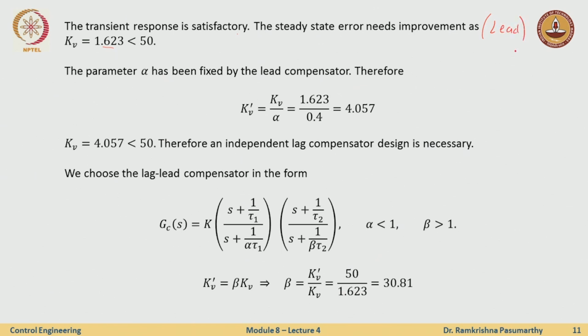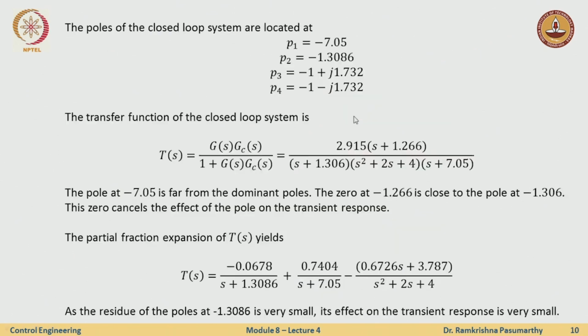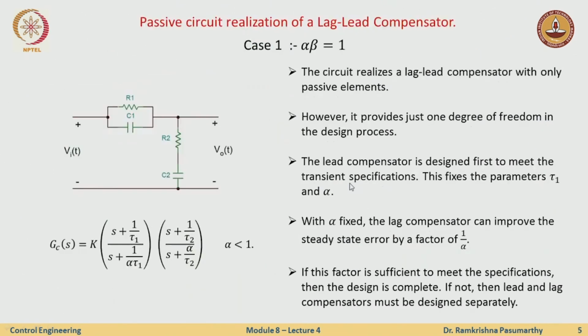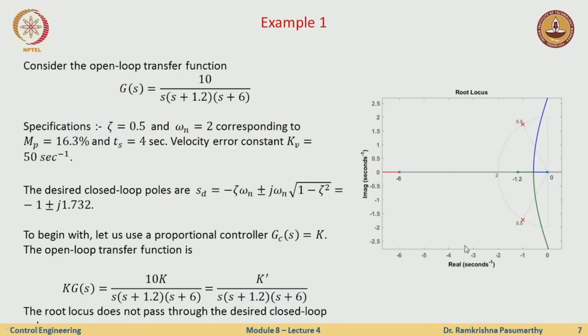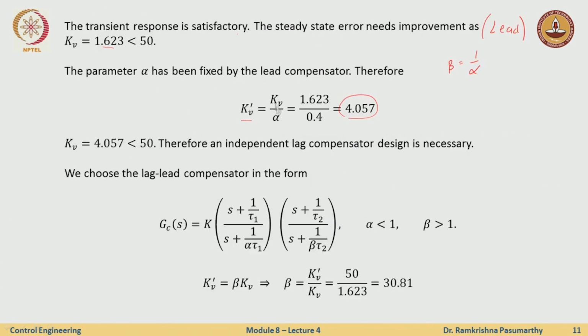Now, let me design a lag compensator with beta being fixed by alpha as 1 over alpha. In that case, if I compute the new steady state error constant with the lag compensator, it just turns out to be 4.057, and this actually comes in the design procedure somewhere over here. With alpha fixed, the lag compensator can improve the steady state error by a factor of 1 over alpha, and that is exactly what is happening here. But this is still not good enough for me, because what I want is kV to go to 50.